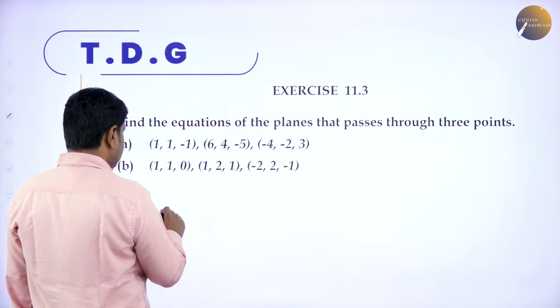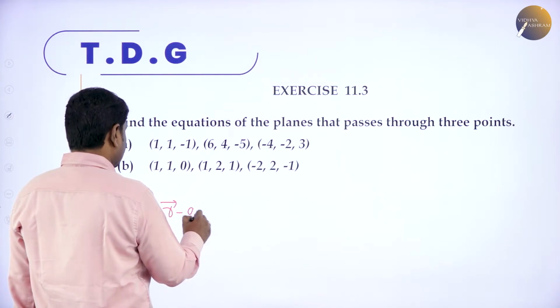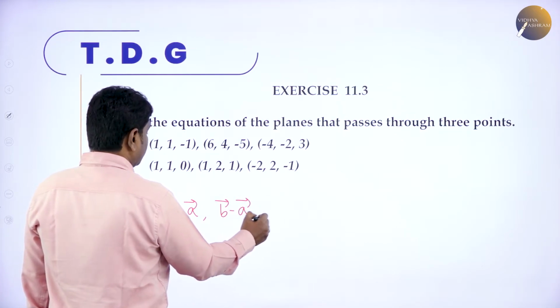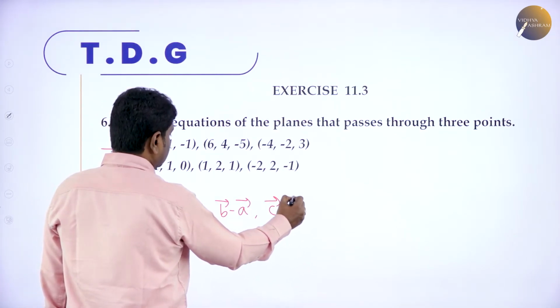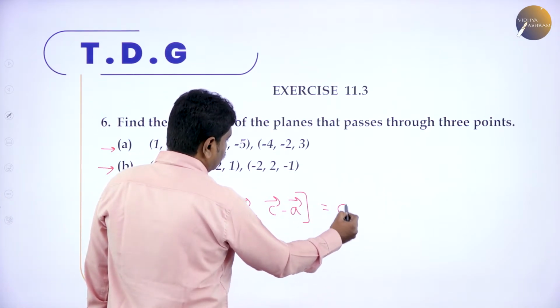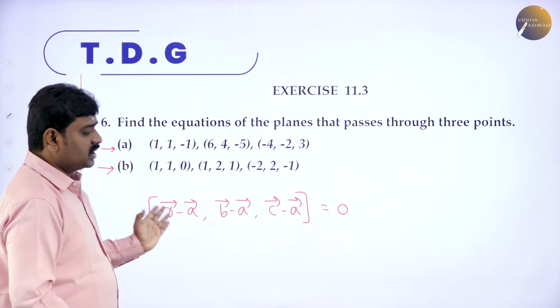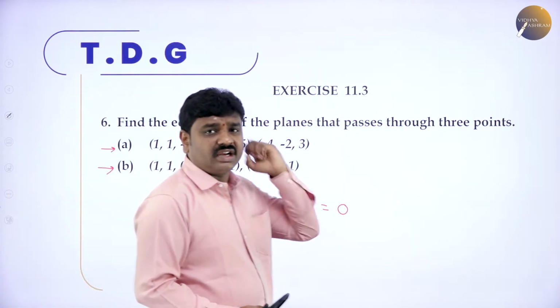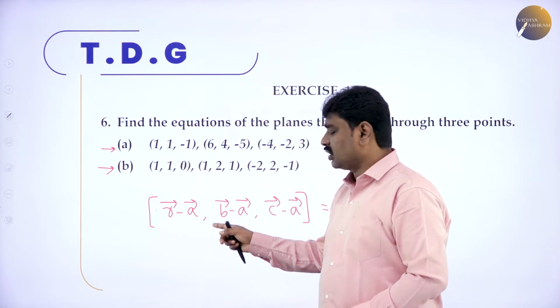We know that the box product of vector r minus vector a, vector b minus vector a, vector c minus vector a is equal to 0. So this is the equation of a plane through three non-collinear points. This is what we derived. So what is the equation of a plane through three non-collinear points?